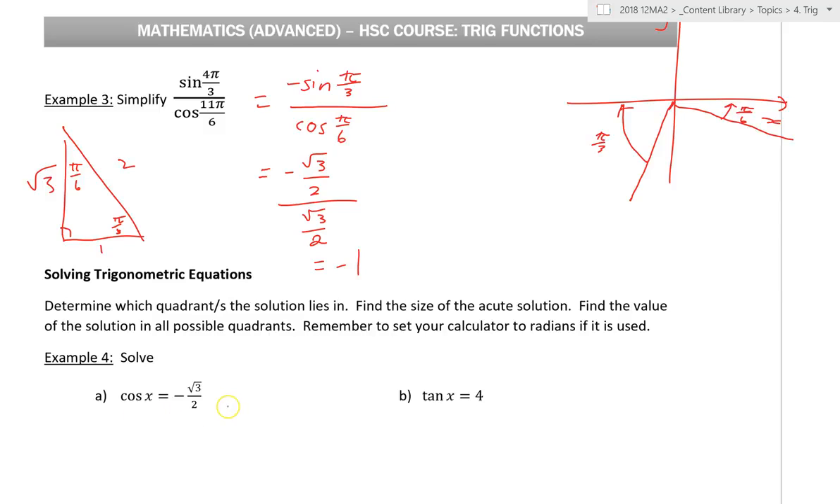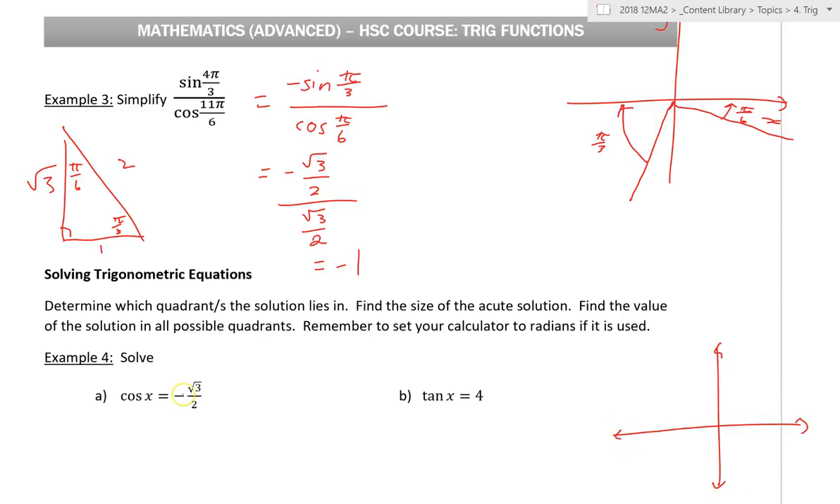Now, cos of x equals negative root 3 on 2. Well, for cos to be negative, it needs to be second and third quadrant. So I'm looking for solutions in the second and third quadrant. Now, root 3 over 2 is pi over 6. So I need an acute angle of pi over 6 here in the second quadrant. It's pi over 6 here, so it's 5 pi over 6 here.